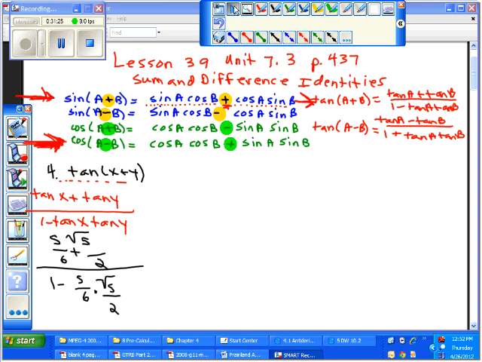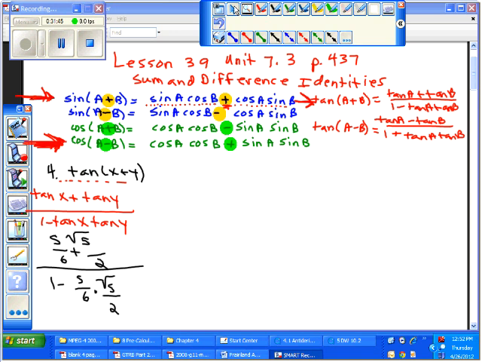What do you call it when there's a fraction over a fraction? It's called a complex fraction. To make a complex fraction not be complex, if you'll multiply the numerator and denominator by the common denominator of all denominators, it will simplify it a bit. So we're going to do that first.